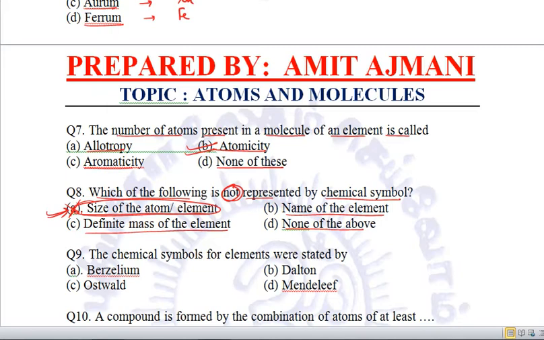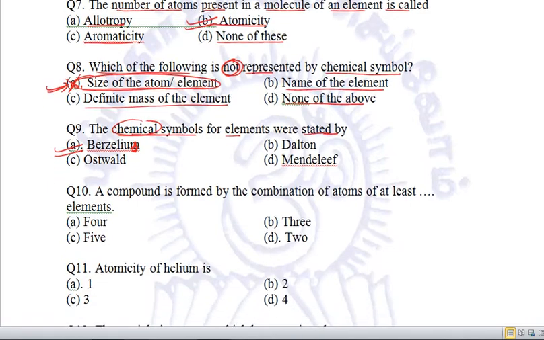Clear? Next, the chemical symbols for elements were stated by... Now, we are talking about chemical symbols of elements. They were given by Berzelius. It was J.J. Berzelius, not Berzelium, it is Berzelius. So A, you are going to mark as the right answer.